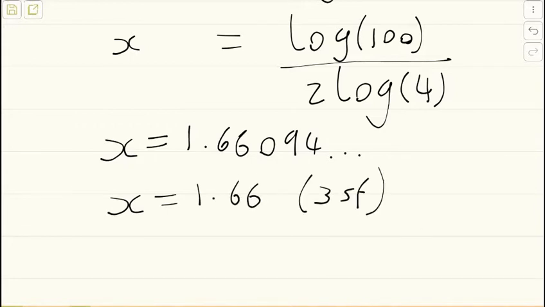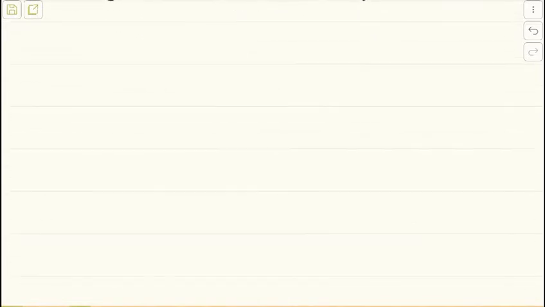Okay. Now we're going to look at an equation where it makes more sense and it's probably easier to use the idea of taking logs on both sides. Okay, so this will be the next example. My next example is going to be 3 to the power of x is equal to 2 to the power of x plus 1.